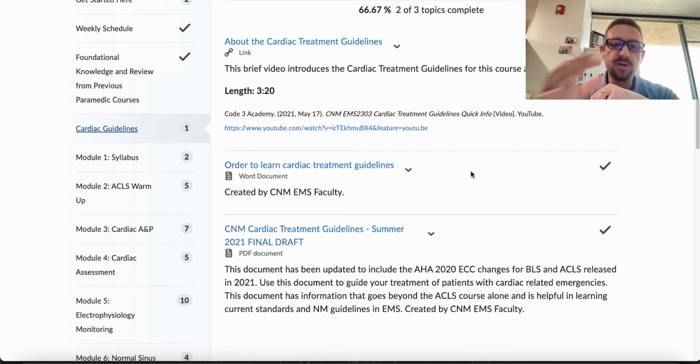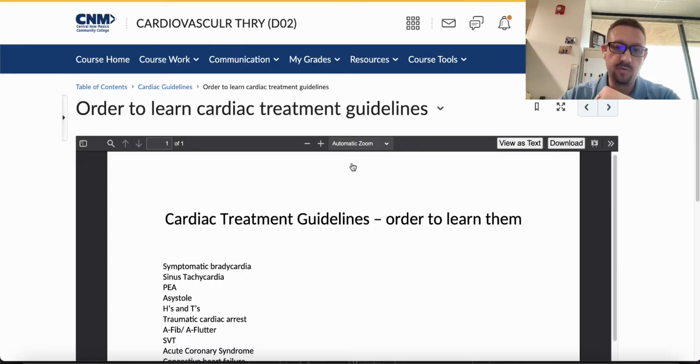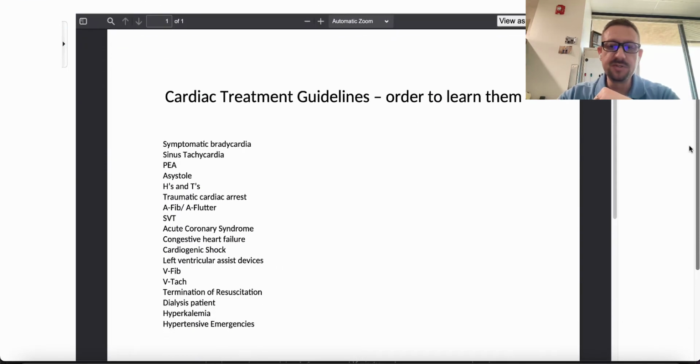Now, let me talk about the cardiac treatment guidelines very quickly before we move too much further on. The reason this document exists is because of a few different reasons. So let me diverge a little bit and discuss lab and theory as they pertain to the guidelines. For our cardiac treatment guidelines, the goal is that you have one place that you can find the information you need to treat patients in cardiovascular emergencies.